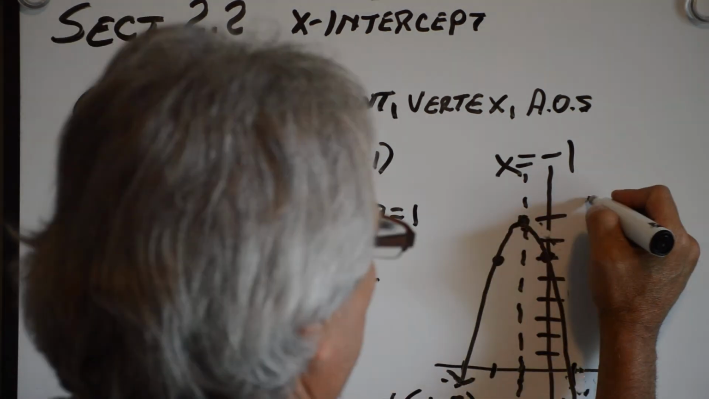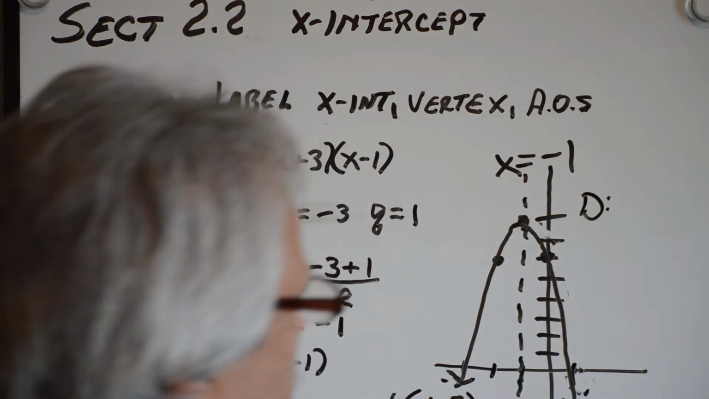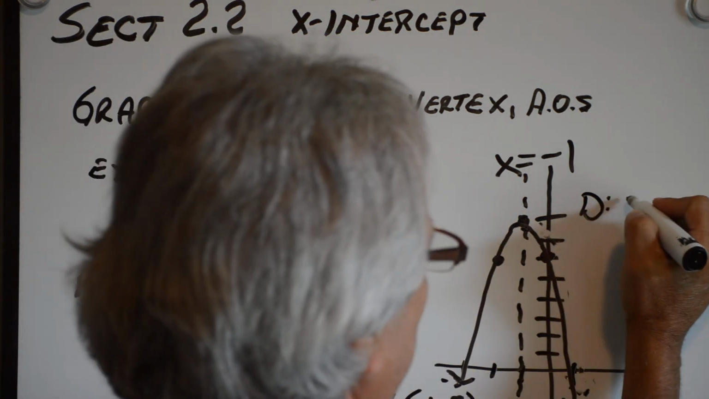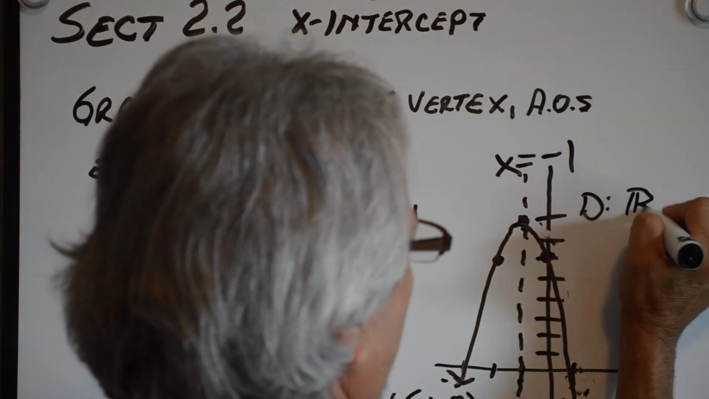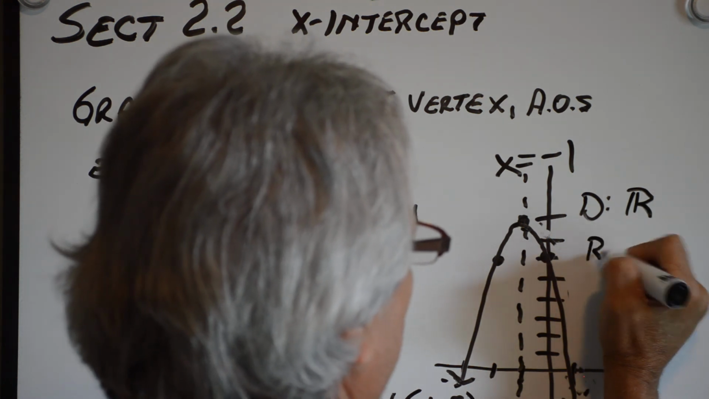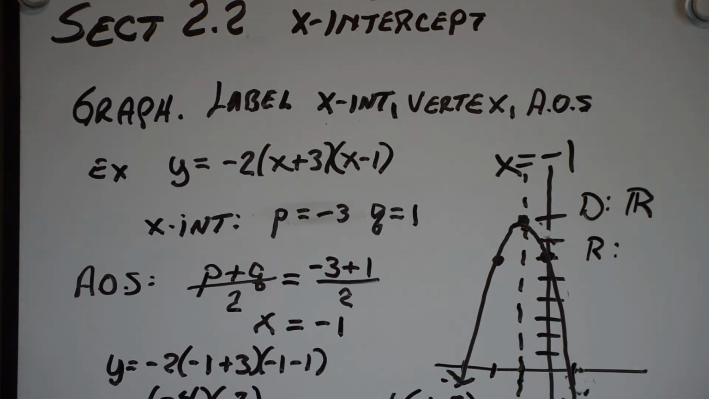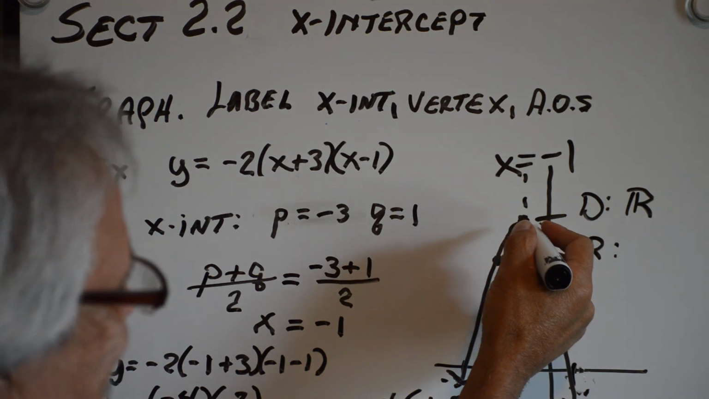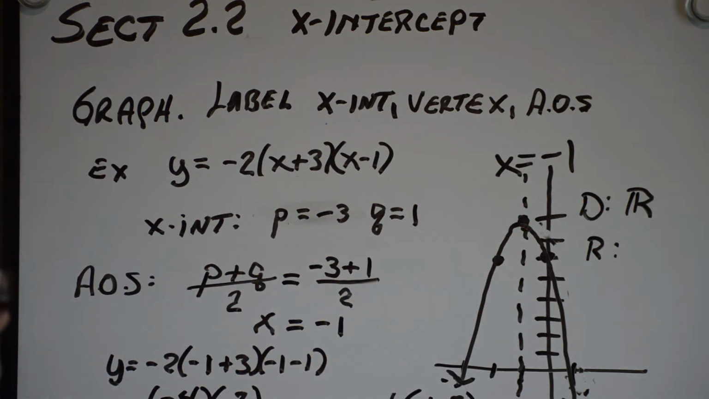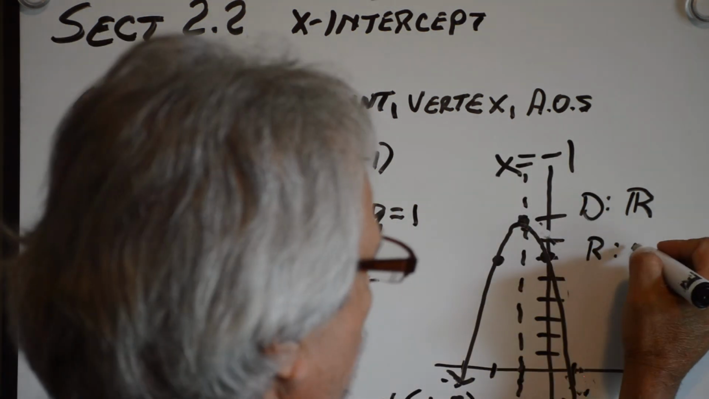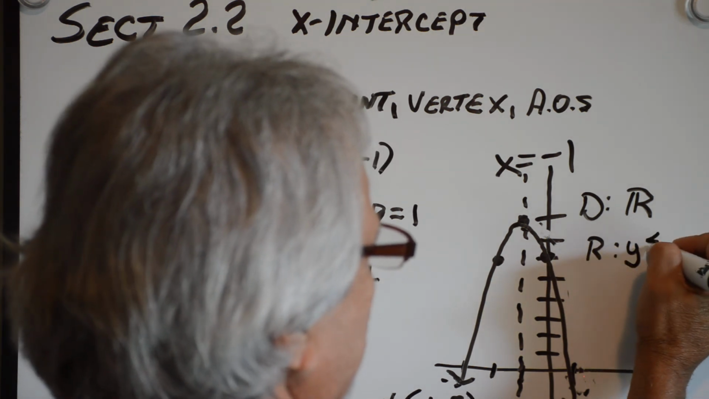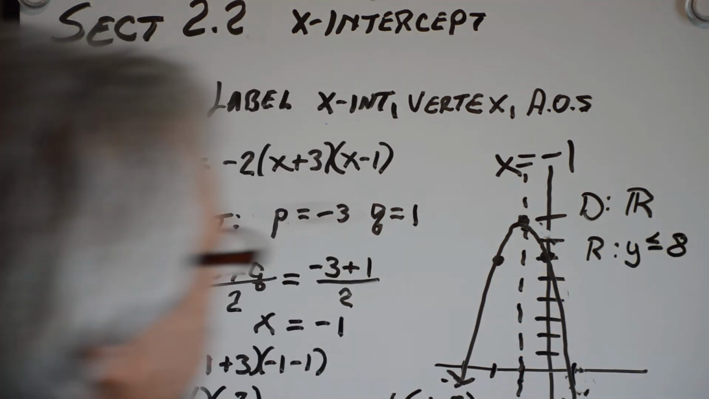Alright, we're talking about domain. Domain is all of my x values, and of course they're going to be, again, all real numbers. My range is the y values. I go up as far as 8, and I go below forever and ever. So my y values are anything less than or equal to 8.